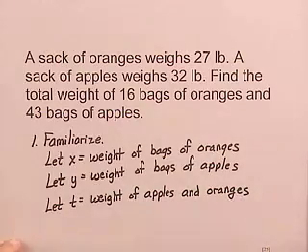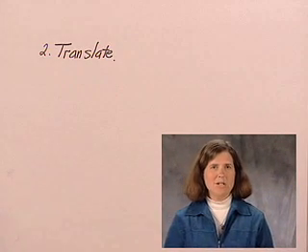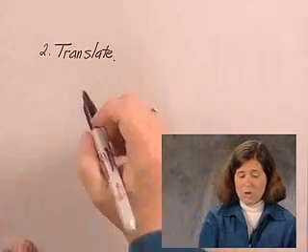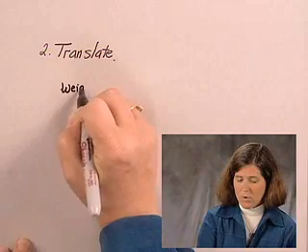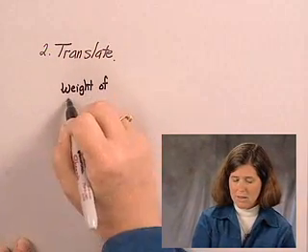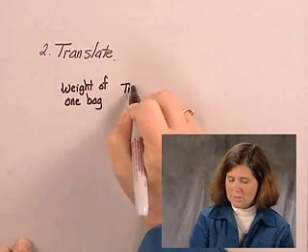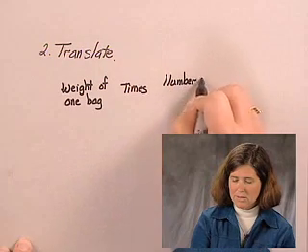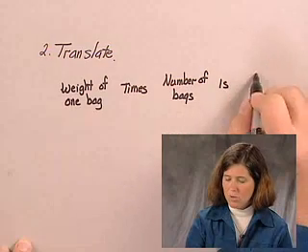And we can use this information to translate, step 2, our problem to mathematical language. We'll first rephrase the problem using English words that will more directly translate to mathematical language. We know that the weight of one bag times the number of bags is the total weight.